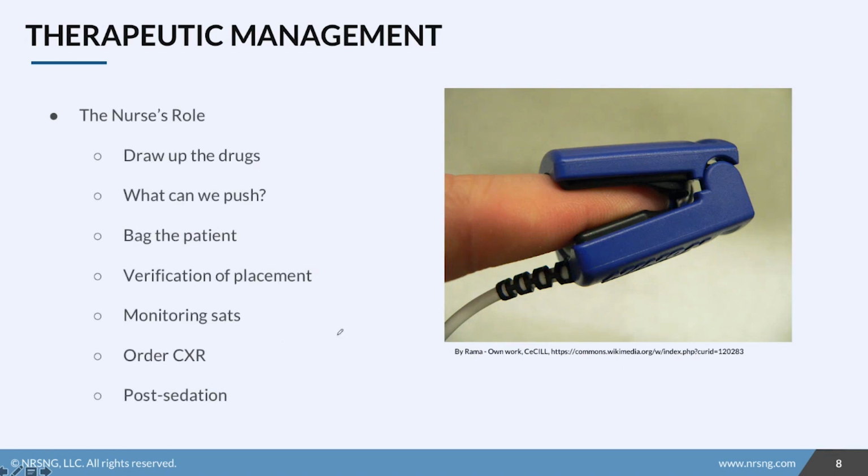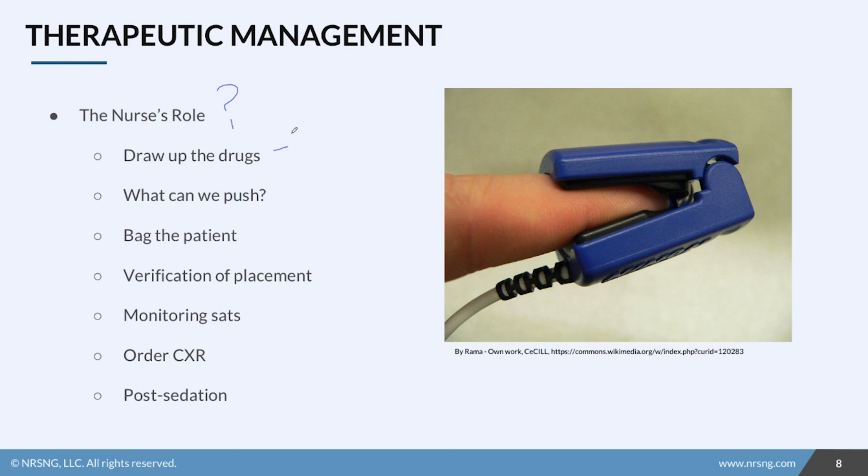So the big question is, what do we do here? Right? What's the nurse's role? Well, when we decide to tube a patient, when the decision is made, we need to get those meds, right? The process can't really go anywhere if the patient is awake and alert. You don't believe me? Give it a shot. See what happens. But don't do that.